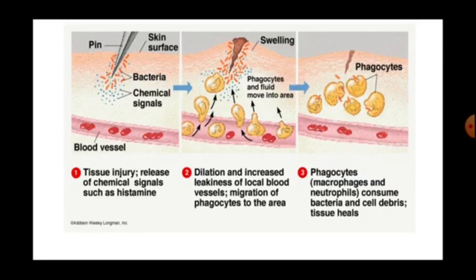In this picture, when the tissue is injured by an external influence, for example pain, it leads to release of chemical signals such as histamine, dilation and increased thickness of local blood vessels, and migration of phagocytes to the area. Phagocytes include macrophages and neutrophils, which consume the bacteria and cell debris. After that, the tissue heals.